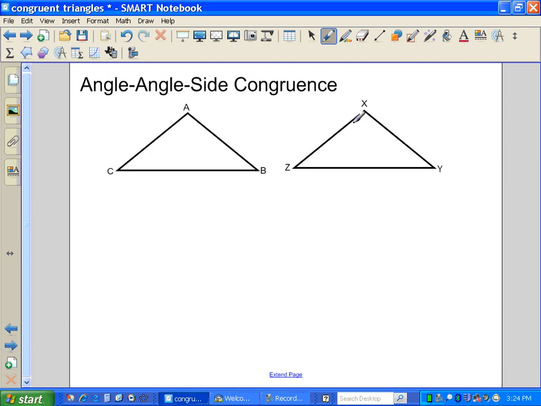All right, now we have angle, angle, side. So no longer is the side in between the two angles, but we say that we have two angles and an adjacent side that are congruent.